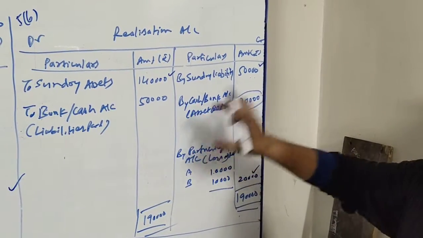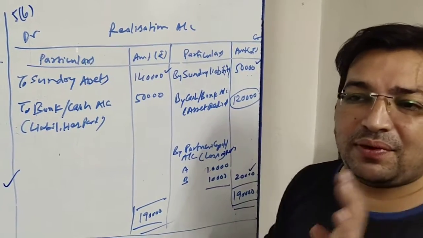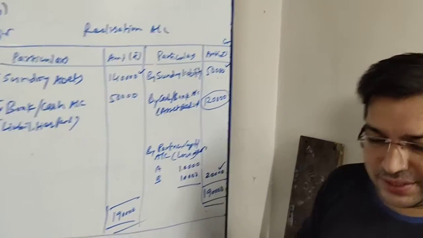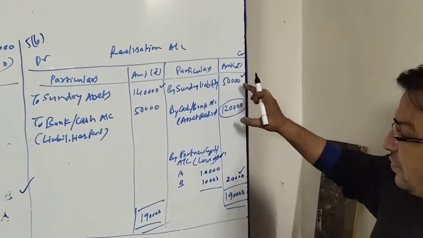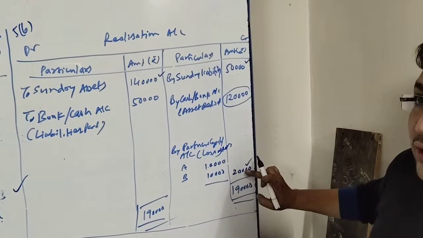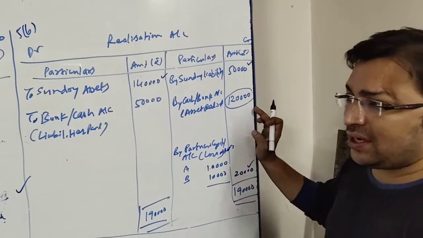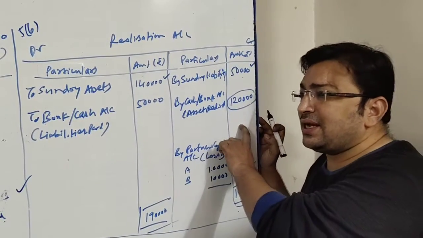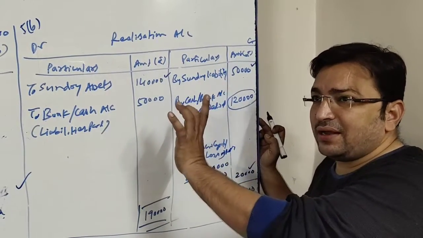So whatever will be the difference at the credit side of realization account, that will be the realizable value of the assets. So the debit side total is 1,90,000, the credit side total is only 70,000. Two items are there, 50,000 and 20,000. So 1,20,000 is the difference. No other information is given. That means this indicates 1,20,000 is realized out of the sale of sundry assets.